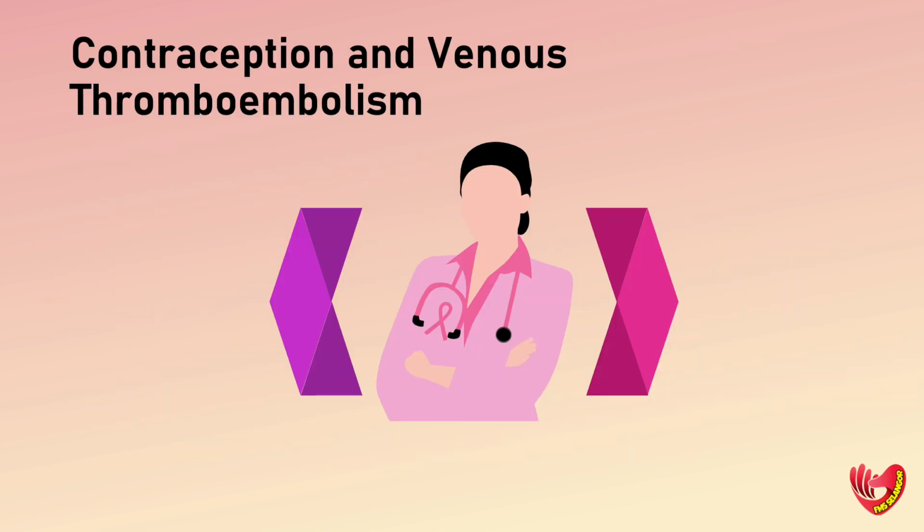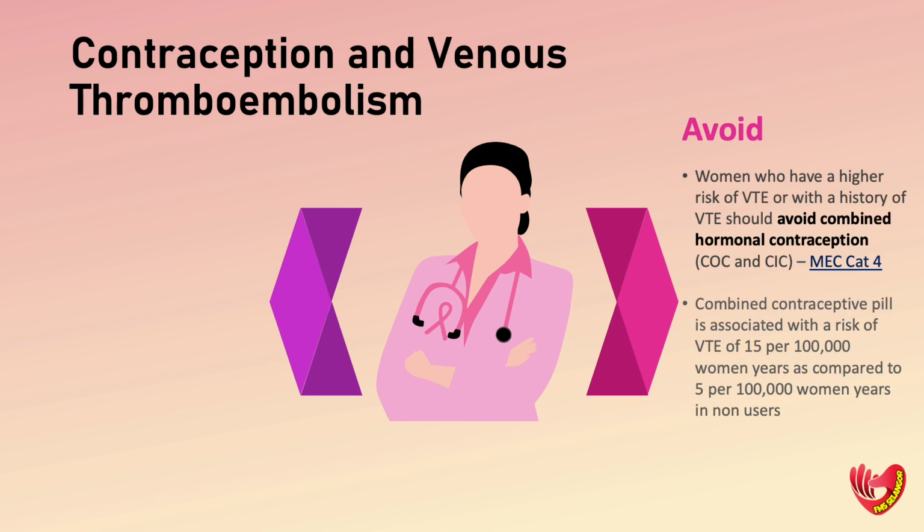Now let's look at the choices of contraception. Women who have a higher risk of VTE or with a history of VTE should avoid combined hormonal contraception, either in oral or injectable forms. This is because it has been well established that estrogen increases the risk of both arterial and venous thrombosis. Studies have shown that the use of combined contraceptive pill is associated with a risk of VTE of 15 per 100,000 women years as compared to 5 per 100,000 women years in non-users, which is 3 times the risk.